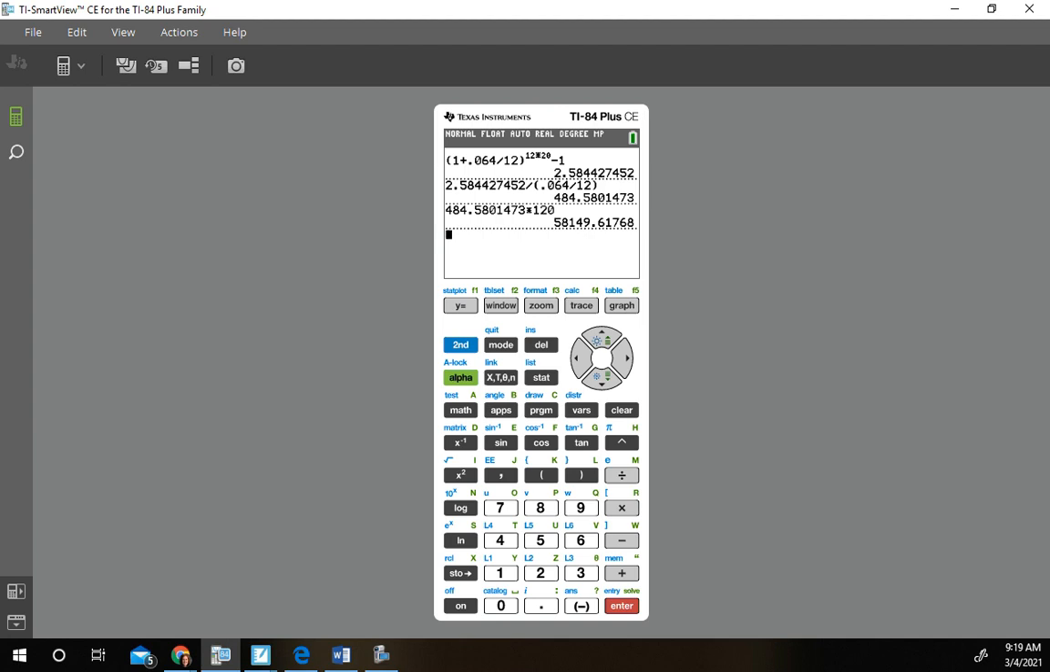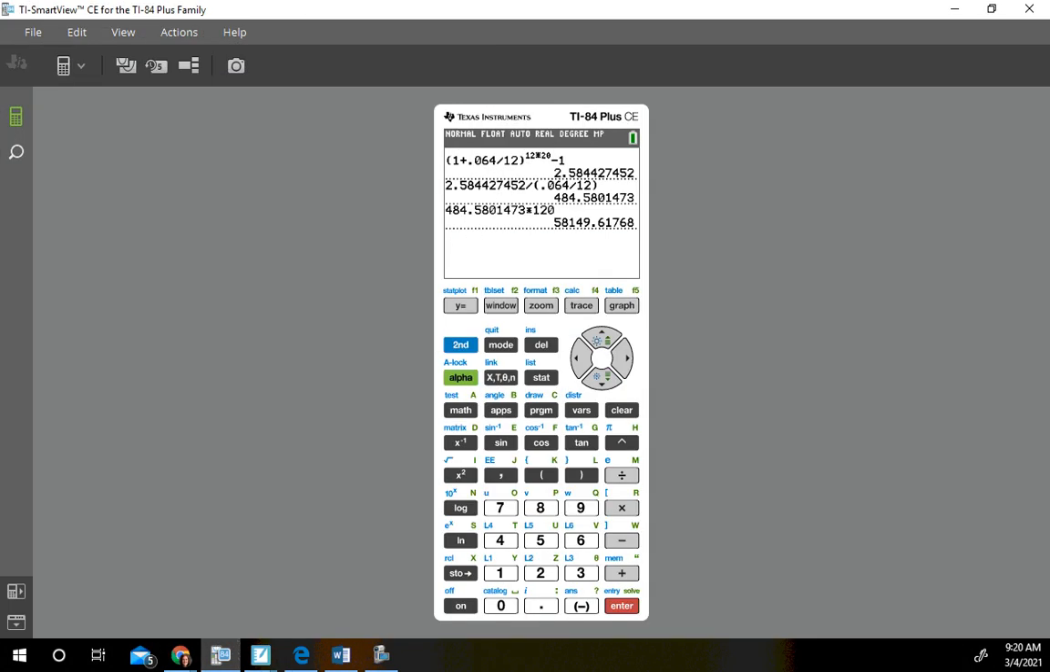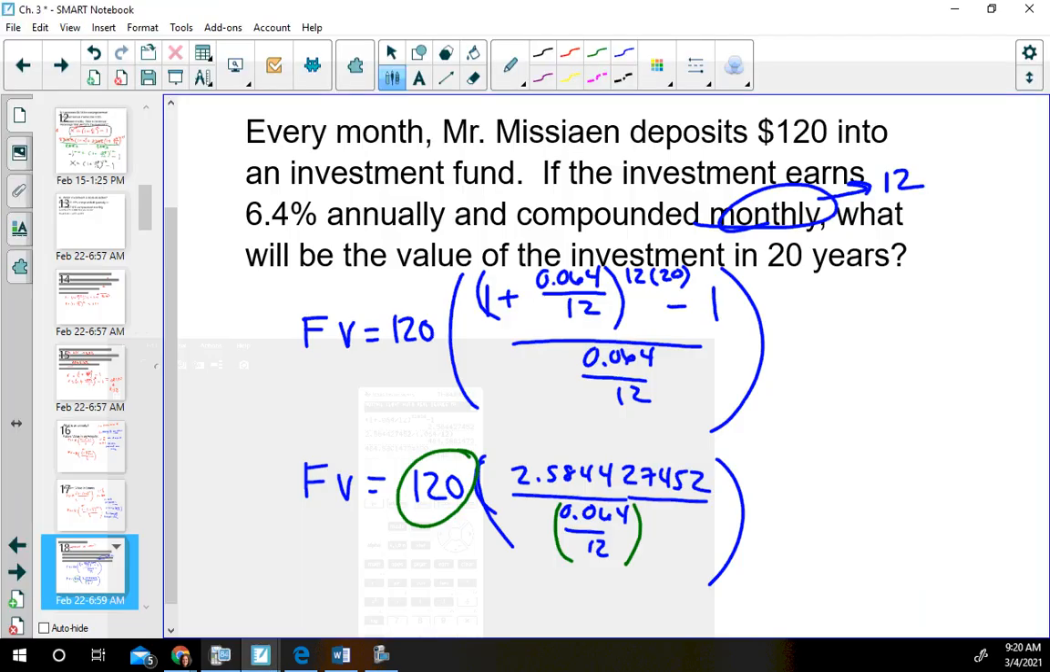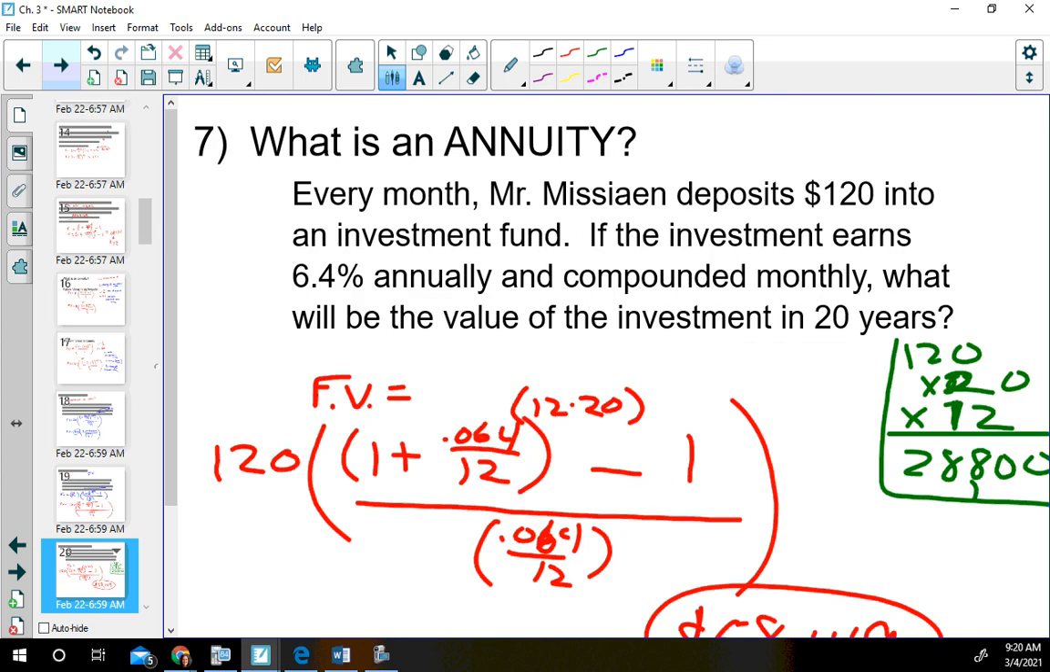So please don't round. Please, if you can, go up and use the decimals before that you find, like I did. Okay, so $58,149.62 will be the answer to that one. Okay, so I went from $120. In 20 years, I'd have over $58,000 in that bank account if I didn't touch it. Okay, so that's just going through it.